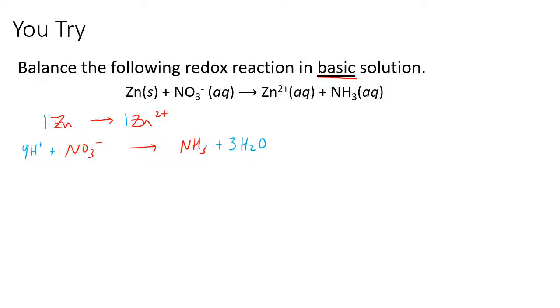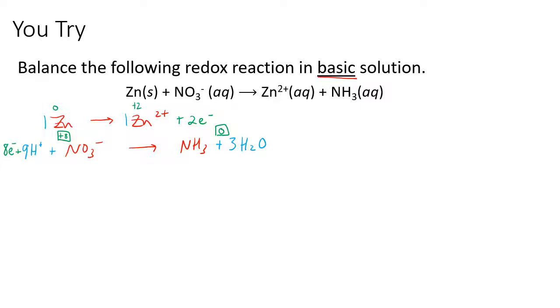Balancing by charge, our zinc on the left has no charge. Our zinc on the right has a plus 2, so we can add 2 electrons to the right-hand side to show our oxidation. And for our second half reaction, we have 9 hydrogens and 1 nitrate. Our total charge is going to be plus 8. And on the right-hand side, we have ammonia, which has no charge, and we have water, which has no charge. So we have 0 charge on the right-hand side. In order to make our 8 a 0, we're going to have to add 8 electrons to the reactant side.